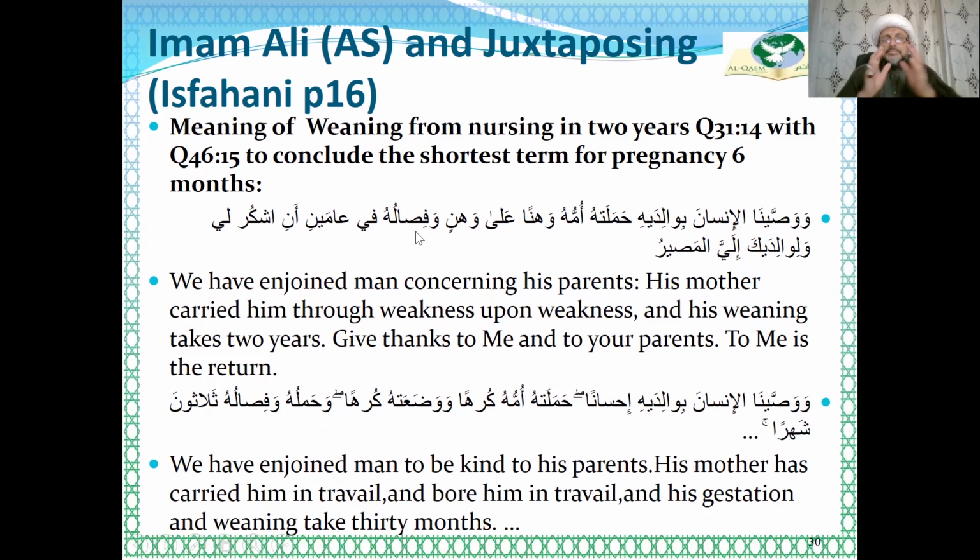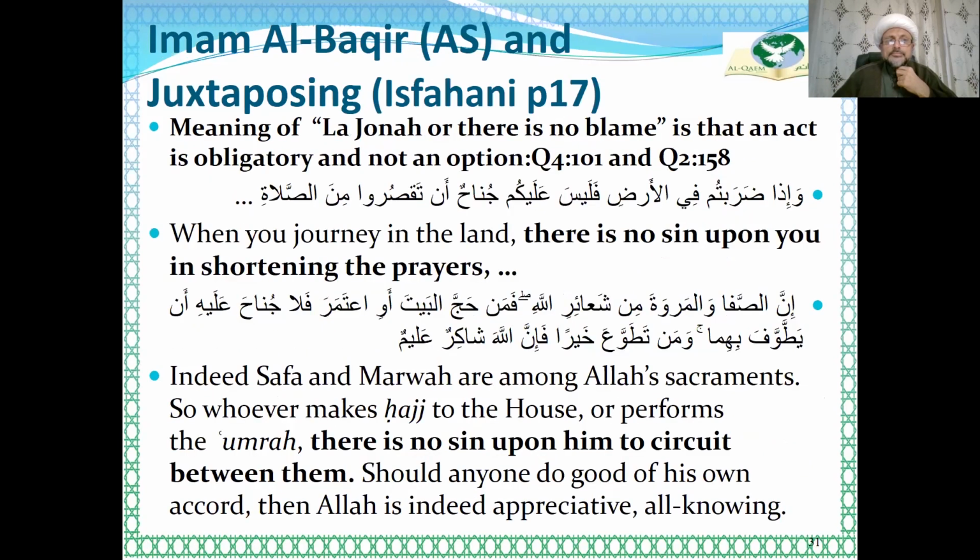So again, maybe some of you got confused. This ayat tells nursing time is 24 months. This ayah says the pregnancy time plus nursing time is 30 months. Take 24 months out of 30, 6 months. So Imam Ali says, the Quran says pregnancy can be 6 months and a child can be born. Like Imam Hassan and Hussein alayhi salatu wasalam, they were born in 6 months of pregnancy.